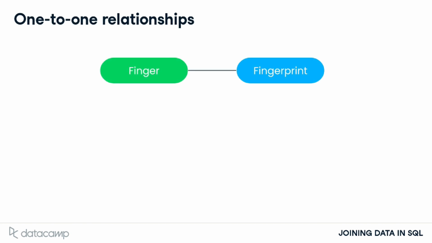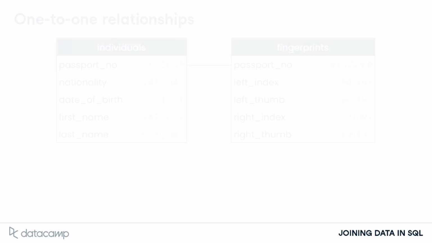A second type of relationship is a one-to-one relationship. One-to-one relationships imply unique pairings between entities and are therefore less common. A commonly held premise of forensic science is that no two fingerprints are identical, and therefore that a particular fingerprint can only be generated by one person. This is an example of a one-to-one relationship. One fingerprint for one finger.